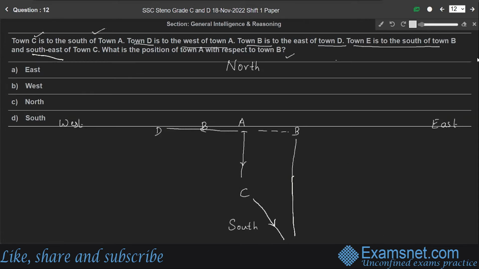Next, what is the position of town A with respect to town B? So town A is here, town B is here. The position of town A with respect to town B is, town A is to the west of town B. Therefore, option B is the right answer.